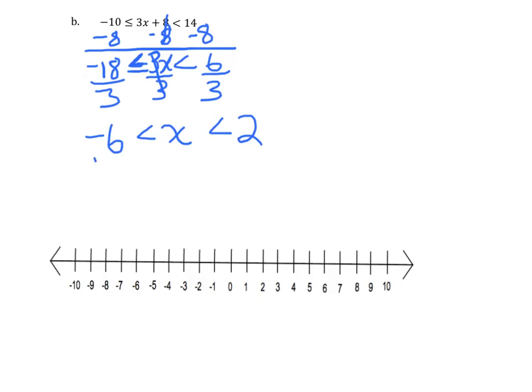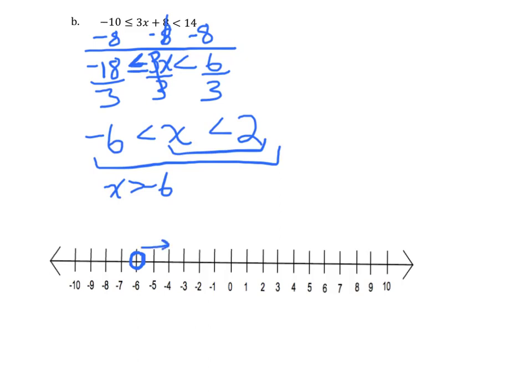So I get these inequalities here, right? This is saying negative 6 is less than x. One way you can read that is saying that x is greater than negative 6, if you wanted to do it that way. And then this one is read the normal way, x is less than 2. Okay? So I'm going to go to my number line at negative 6. I'm going to have an open circle. And x is greater than negative 6, so I need to shade that way. I'm going to put an arrow.